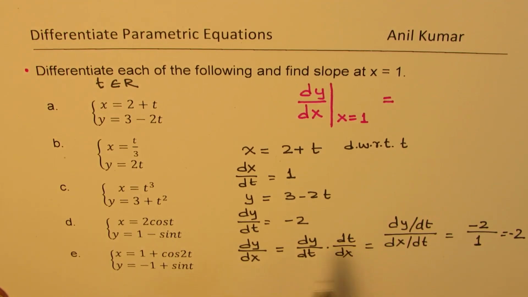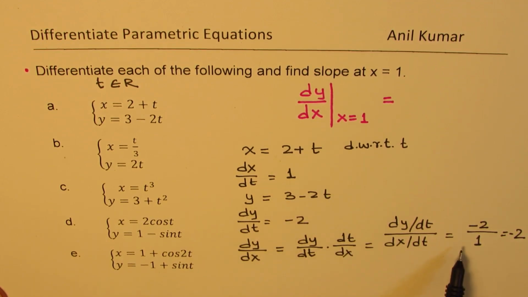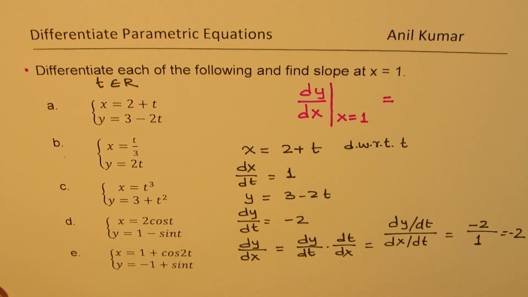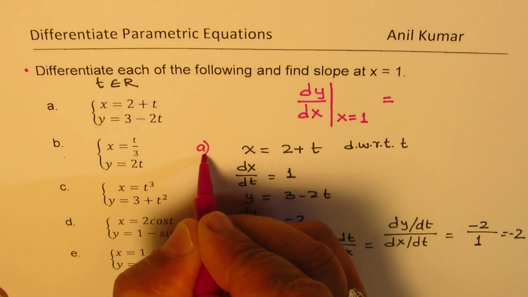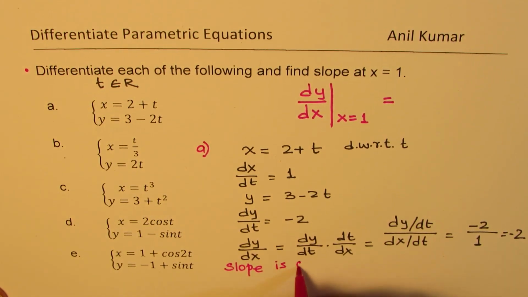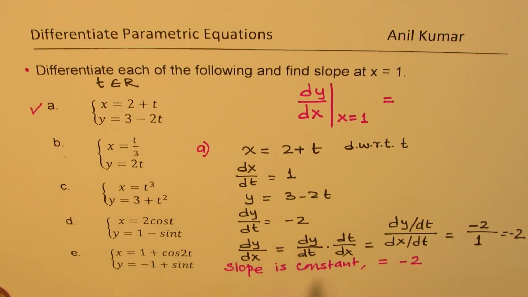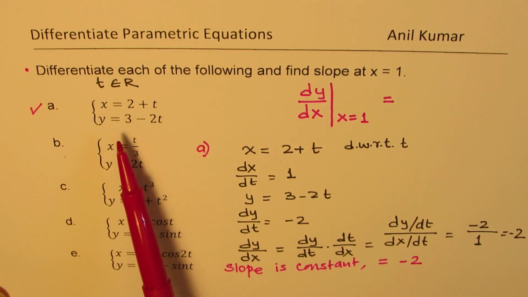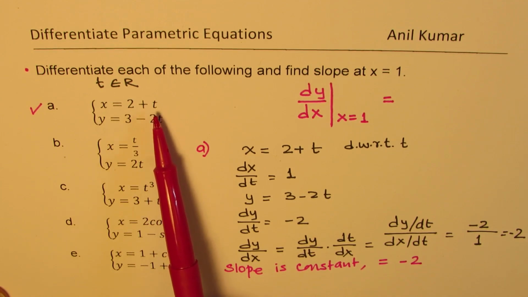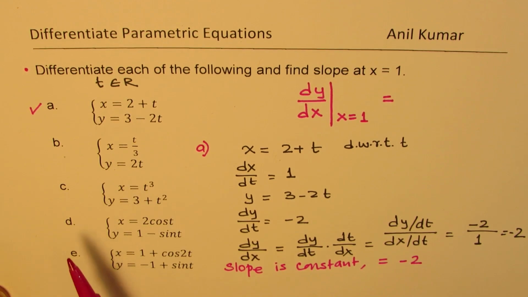Now, it really doesn't matter for a line which point you take. At all the values of x, slope is constant, right? So here, for part A, we find that slope is constant and is equal to minus 2, right? So that's what the slope is for part A. So here we did not even bother to find the value of t for which x is 1, since that was a linear function, correct?